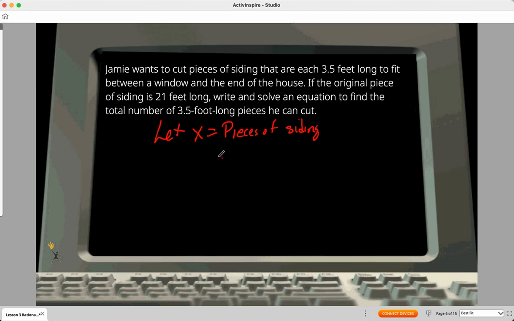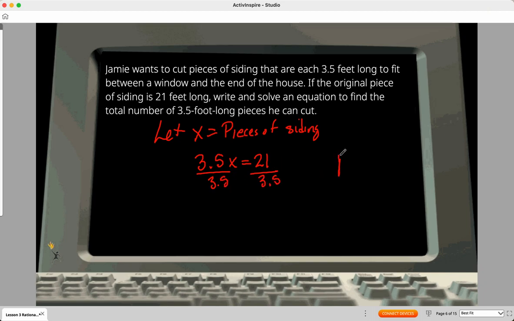So now I've got this equation. I know each piece is 3.5. Anytime I hear the word each, I know it's multiplication. 3 and 5/10 times X is equal to 21, because that's how big the piece is. We're going to do our division, 3.5. We're going to divide it right here, 3 and 5/10.